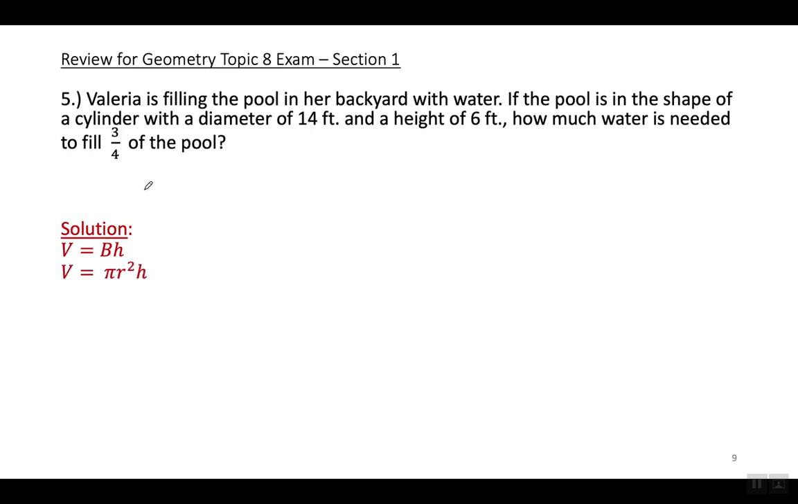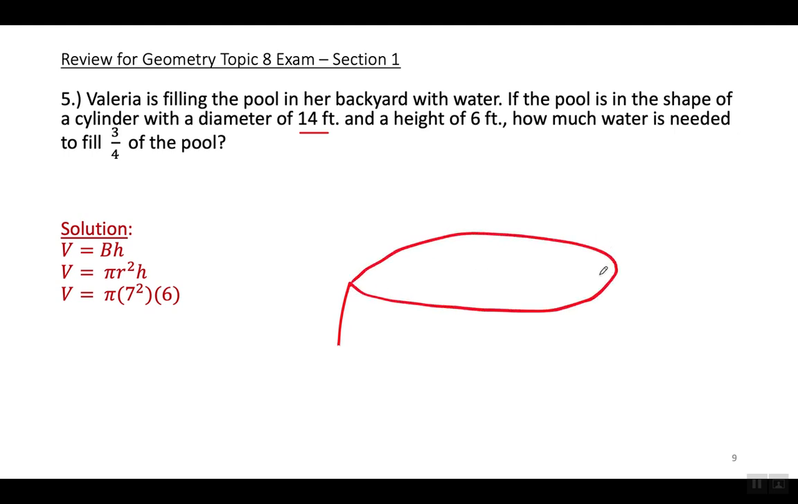Okay, so the formula for the volume of a cylinder is area of the base times the height. And to get the area of the base, you've got to multiply pi r squared times the height. So that's going to be pi times, if the diameter is 14, let me try to draw a pool. It's in the shape of a cylinder. That looks more like a bowl, but whatever.